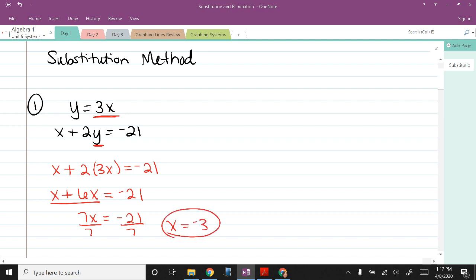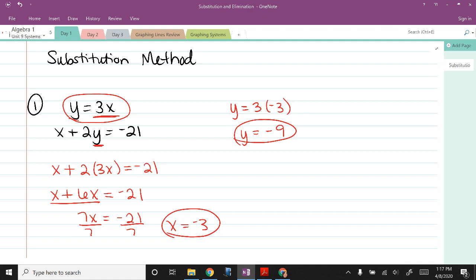Well, x equals negative 3 now. So now I just have to find y. Now that I know what x is, I can go into this first equation and find y because y equals 3 times x. And I now know that x equals negative 3. So I can say y equals 3, and I can substitute that x with negative 3 because they equal each other. And 3 times negative 3 is negative 9. So y equals negative 9. So now I have an x solution and a y solution.